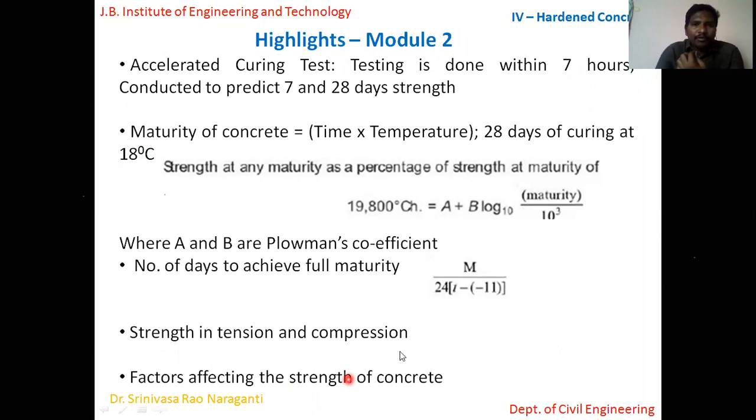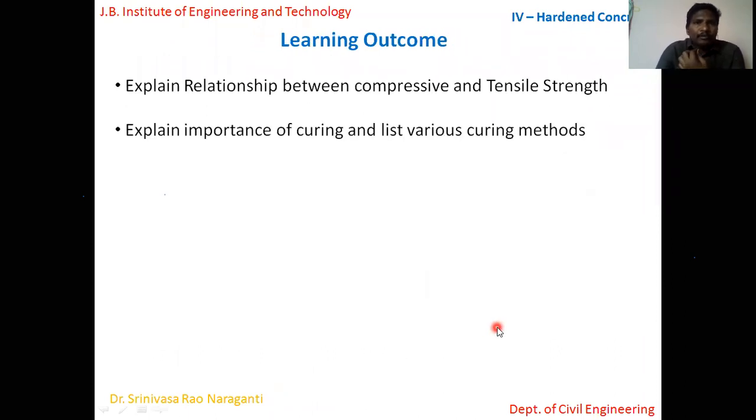Now let's talk about today's class in the current module. By the end of this current module, you will be in a position to explain the relationship between compressive and tensile strength, the relationship that exists between compressive strength and tensile strength of concrete. Then you will be in a position to explain the importance of curing and the various types of curing methods available, that is what is usually adopted in practice. This is what we will be discussing in this class. So let me start the discussion.